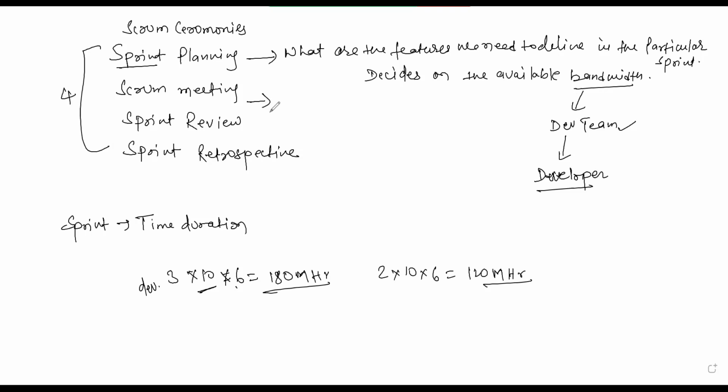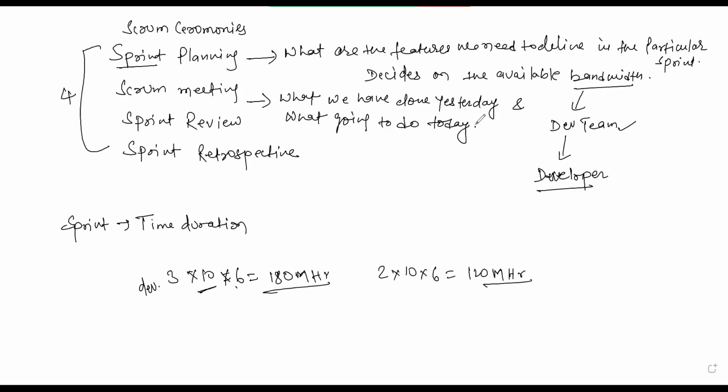Then the Scrum meeting. A Scrum meeting is what we have done yesterday and what we are going to do today. Those are the two things only we discuss in the Scrum meeting, and this is an everyday meeting. Sprint planning is one time for every sprint.